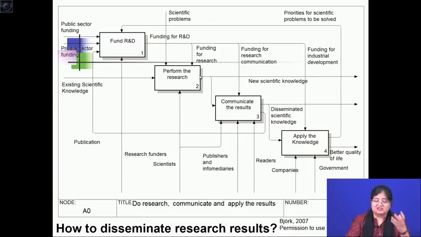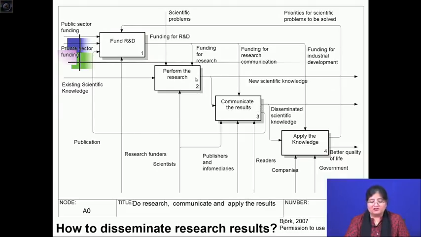The funding enables the nuts and bolts. There are scientists who are willing to do the research. All of this then results in, once the research has been performed, communication of the results. Communication again is possible because of funding for research communication. It is possible because the research has been performed, there are publishers who are willing to publish your work, and there are intermediaries in the spread of information. So, this then results in the communication of results.